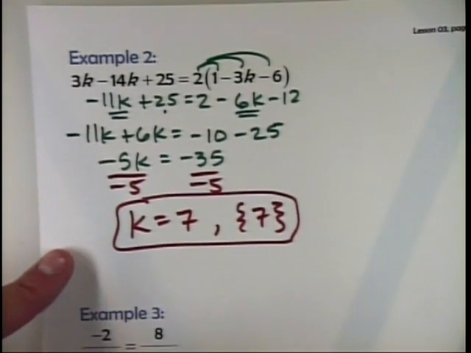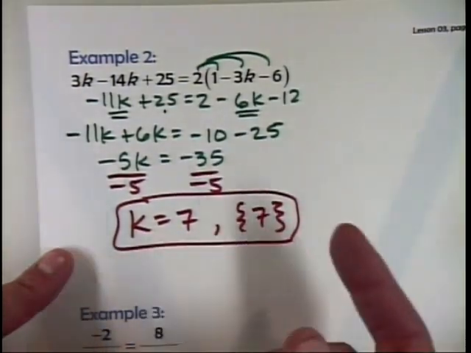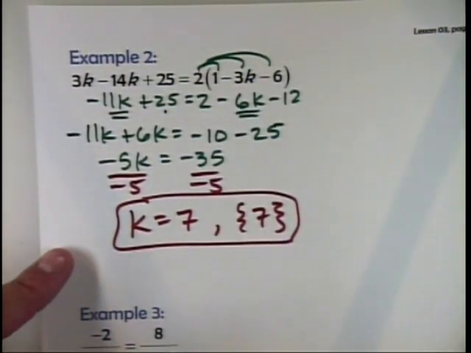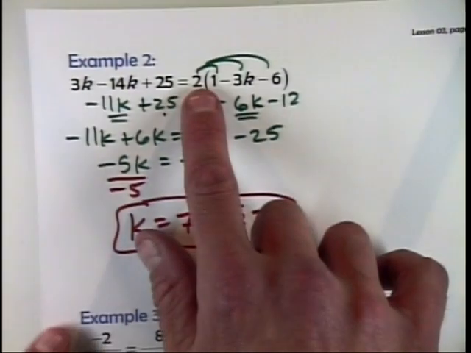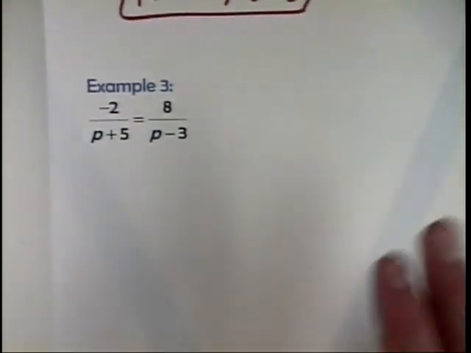You don't have time to go back and check every answer. You can build up your confidence and know that your answer at the end is going to be correct. But you've got to watch out for careless mistakes, like missing a distribution or something. Okay? Here's another example. This one looks a little bit different.